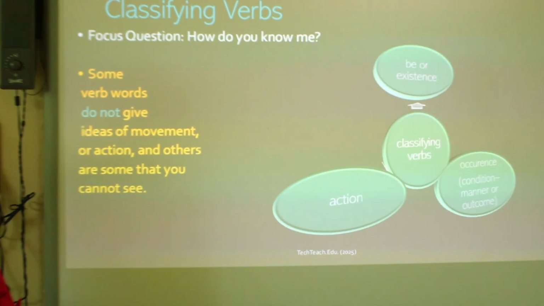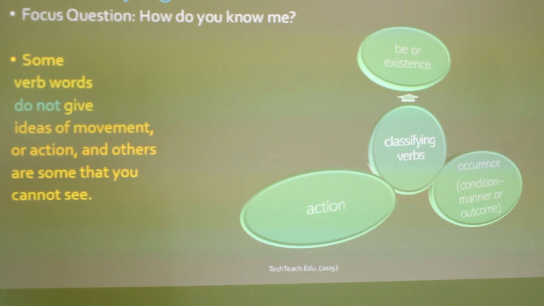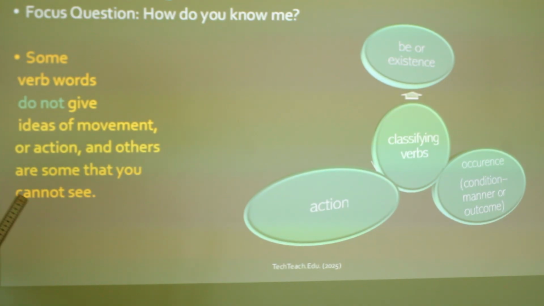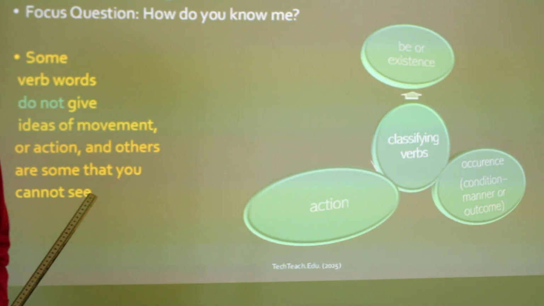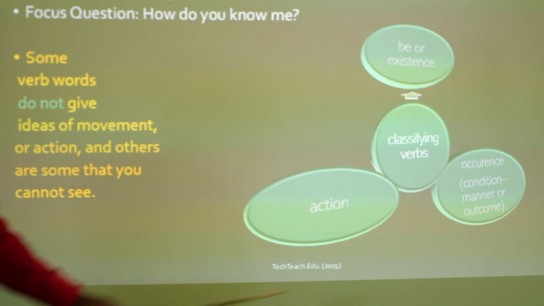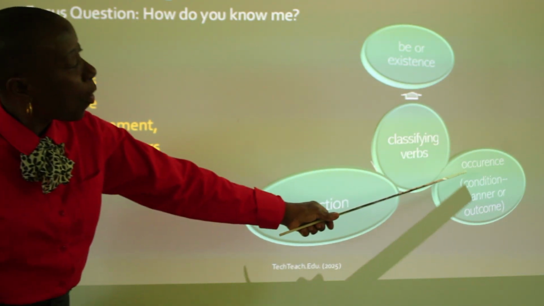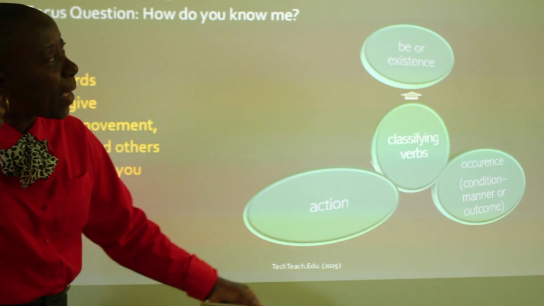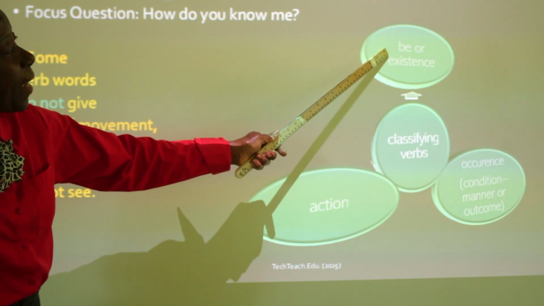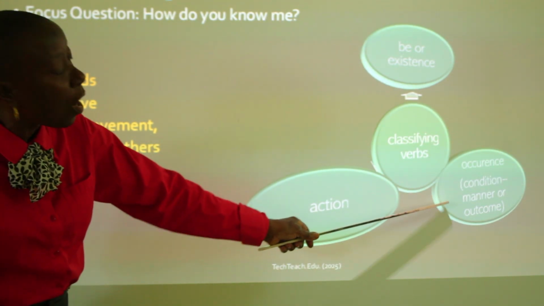Now, some verb words do not give ideas about movement or action, and others are some that you cannot see. For example, you can be thinking about something, and we say that that verb is in the mind. So then, in classifying verbs, we have action verbs, occurrence, things that happen, some of them in our minds, and we have be or existence. So there are 3 main classifications of verbs.